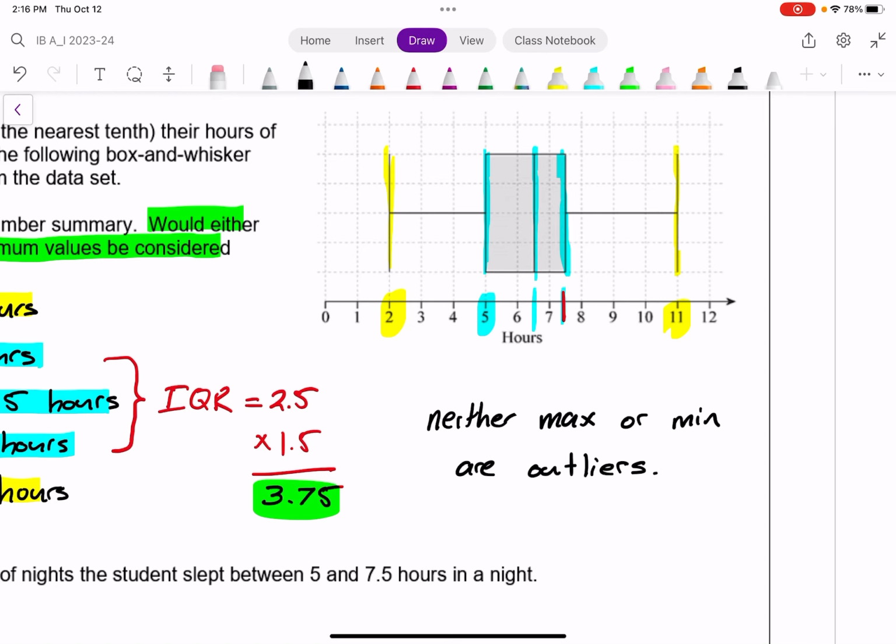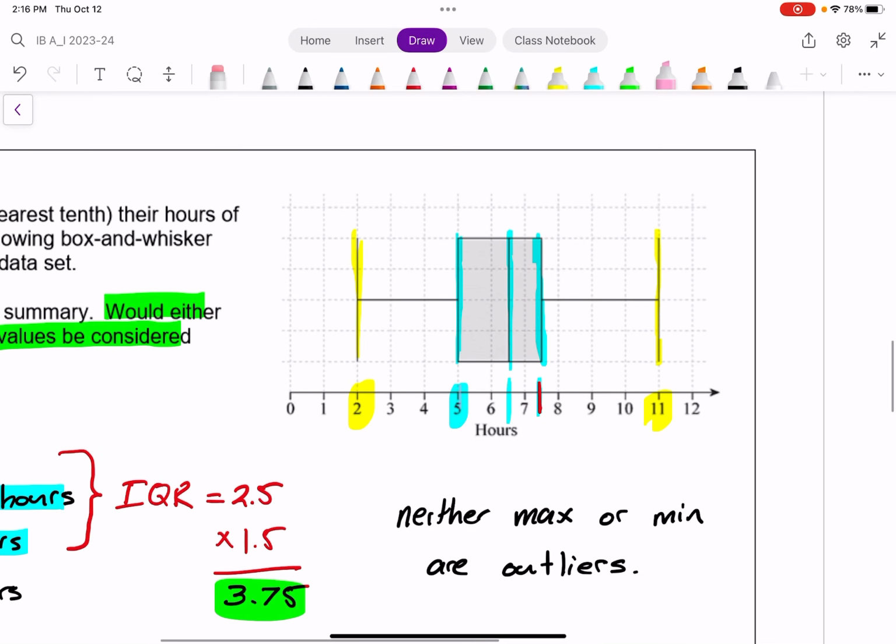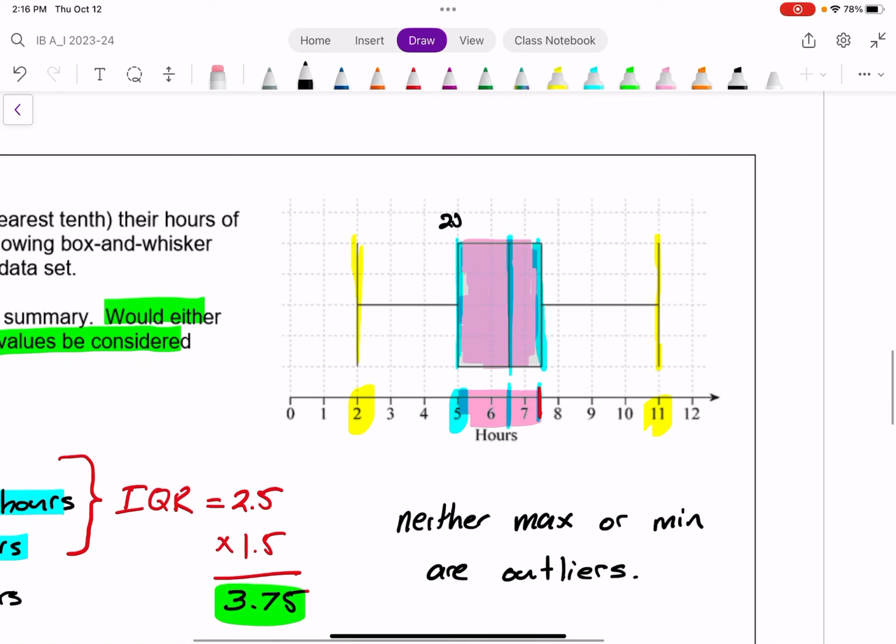All right. Last question on this box and whisker plot. Estimate the number of nights the student slept between 5 and 7.5 hours in a night. Well, if I look at this, here's 5, here's 7.5 hours, which is everything that's shaded in this box. So what does this box represent? This represents everything from the 25th percentile to the 75th percentile. That's what the first quartile and the third quartile are.